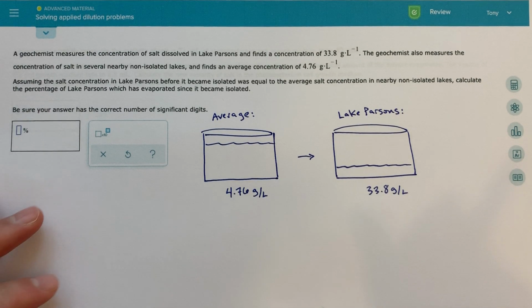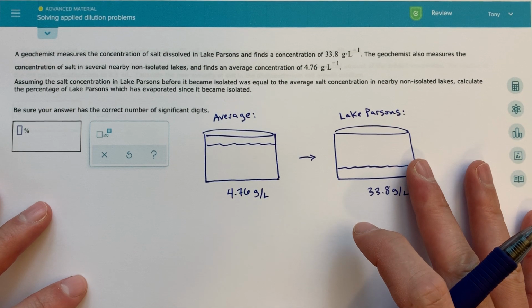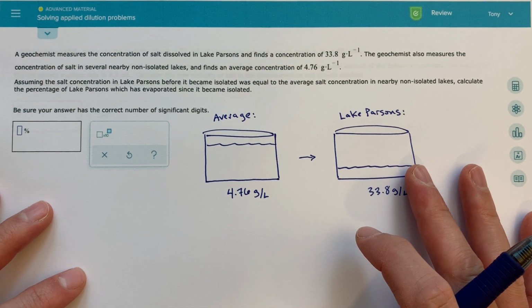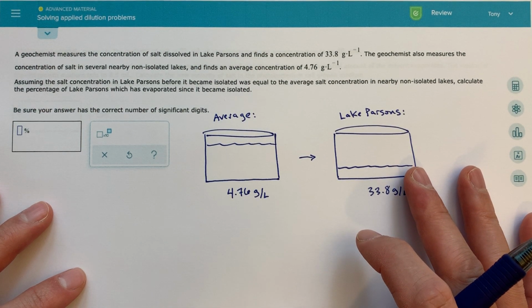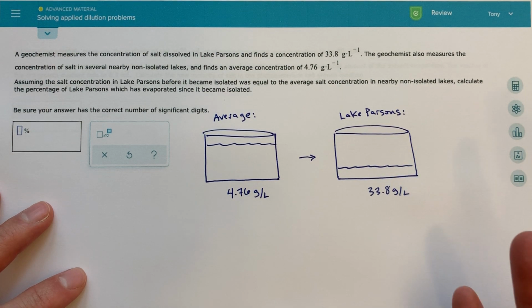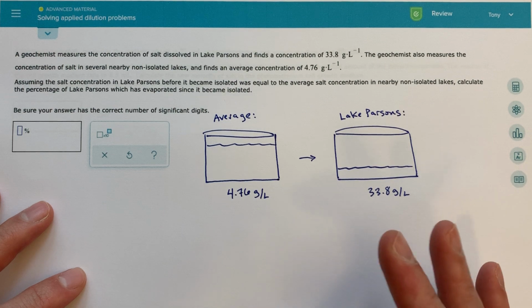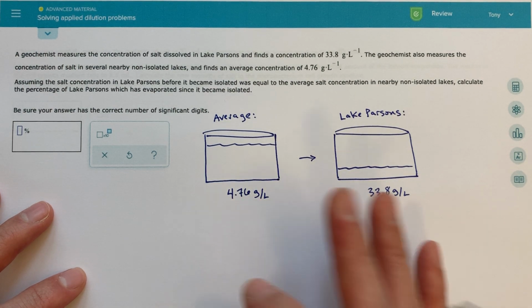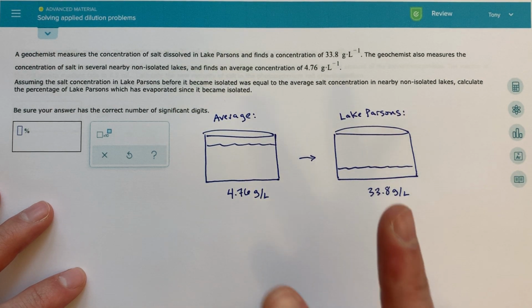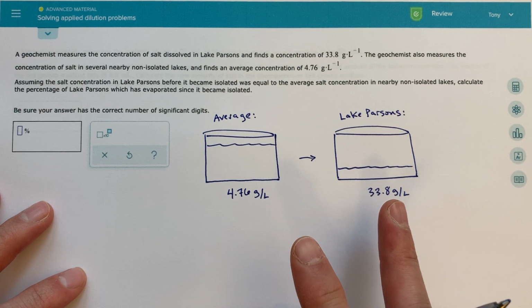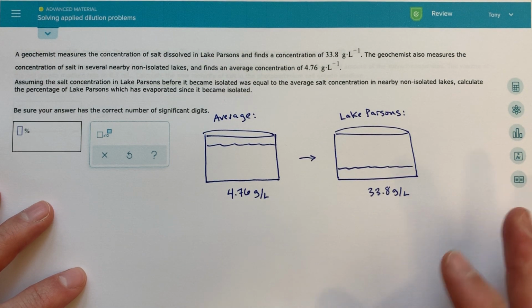So this is another ALEKS topic that's called solving applied dilution problems. This is definitely a little bit more of a challenging problem-solving type topic. The actual calculations are, again, pretty straightforward, but understanding the concepts behind what's going on here is definitely challenging, I would say. So I'm going to do two different instances of this topic. Not sure if I said that already, but let's go ahead and jump into it.